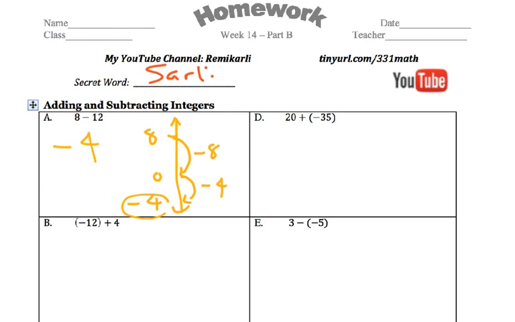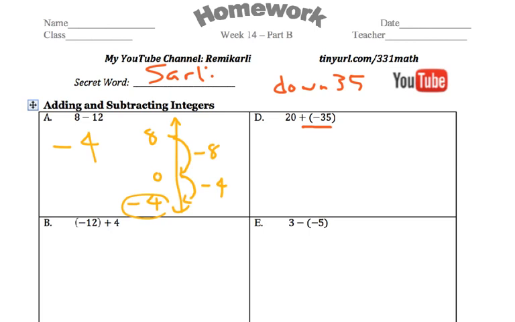For D, we have 20 plus -35, and for this one, it helps to think about Carl's house. We're starting 20 feet above sea level, and we're adding -35. That's like adding weights. Adding weights is really like subtraction because it brings the house down. So really, we're going to start at 20 and go down 35.